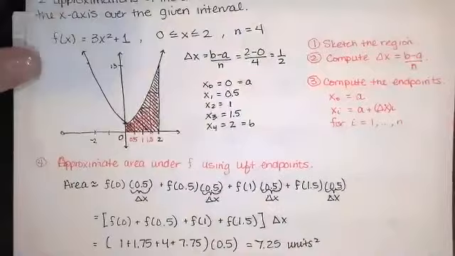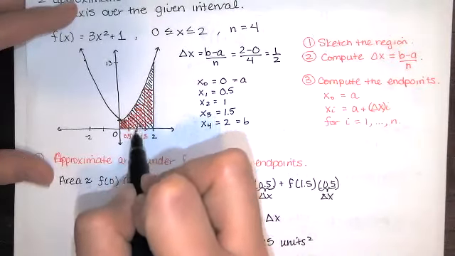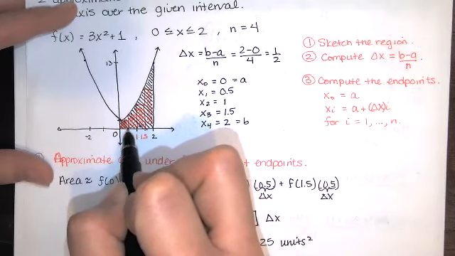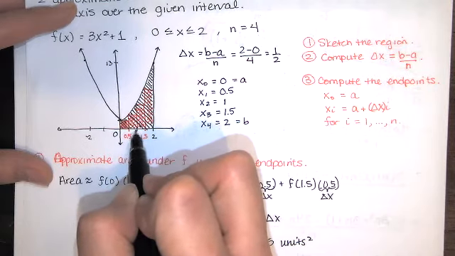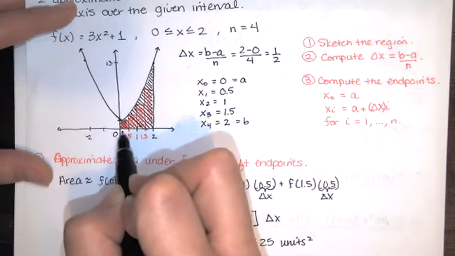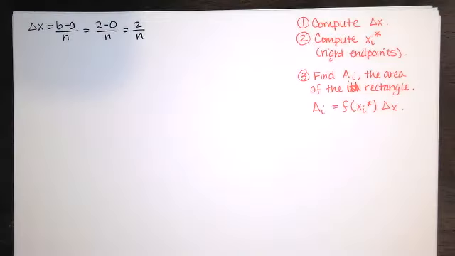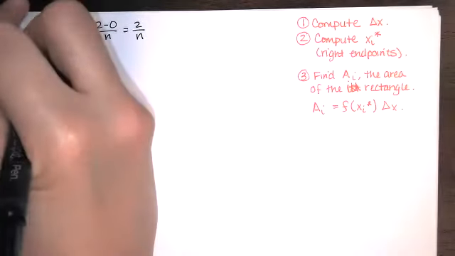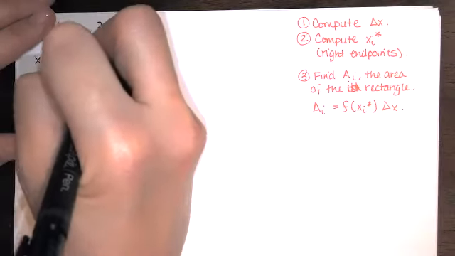Actually, let's look at this picture from the very beginning. If I'm using right endpoints this time, that first x value is not a, but it's a plus delta x. That second x value is a plus delta x plus delta x. So to get to the second one, we had to add delta x twice. The first one, we added delta x once. Second, we add delta x twice. Third, we add delta x 3 times. So the formula for the right endpoints is a plus delta x times i.